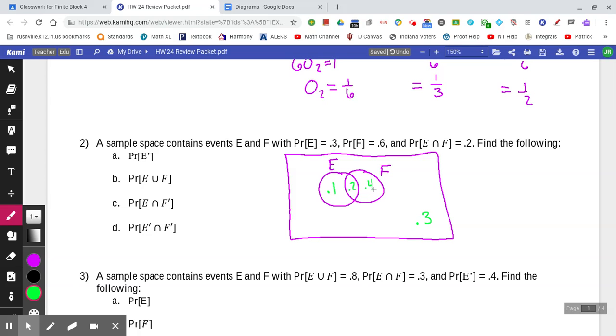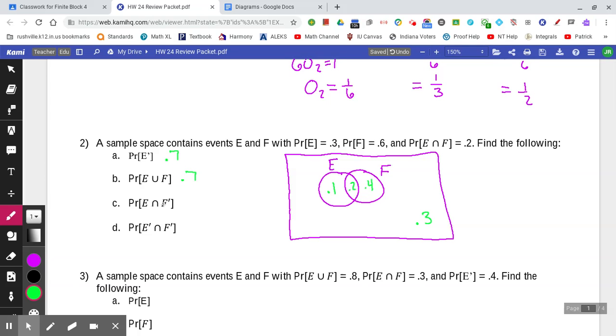It's either in F or it is outside of F. 0.4 and 0.3 together would make 0.7. And again, the reason why I'm adding those is it's either going to be in F or it's going to be outside, not in both, or remember, "or" means add. The probability of E or F, so that means it could be in any of these three locations, the union, that's going to be 0.1 plus 0.2 plus 0.4, which is going to also be 0.7.